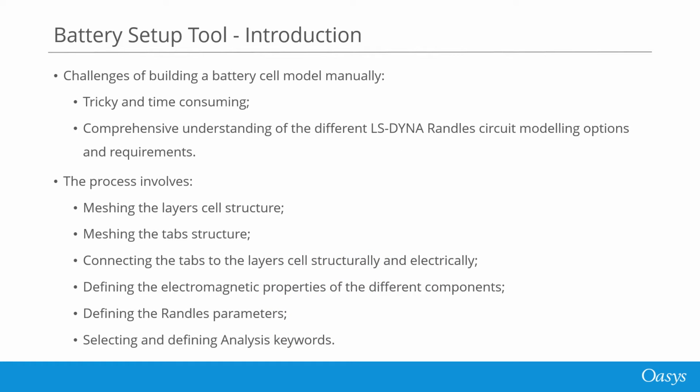However, setting up a battery cell model manually can be tricky and time-consuming and requires a comprehensive understanding of the different LS-DYNA Randles circuit modeling options and requirements. The process involves meshing the layer cell structure and the tab structure, connecting the tabs to the layer cell structurally and electrically, defining the electromagnetic properties of the different components, as well as defining the Randles parameters and relevant analysis keywords.